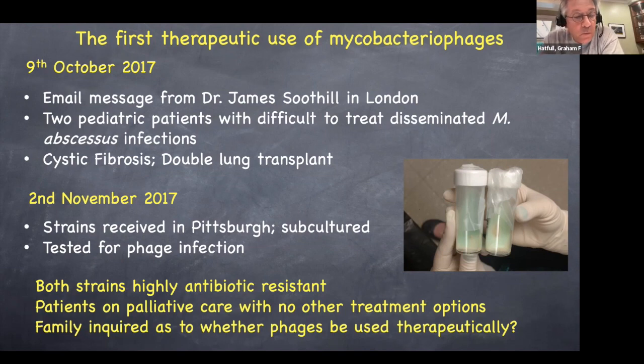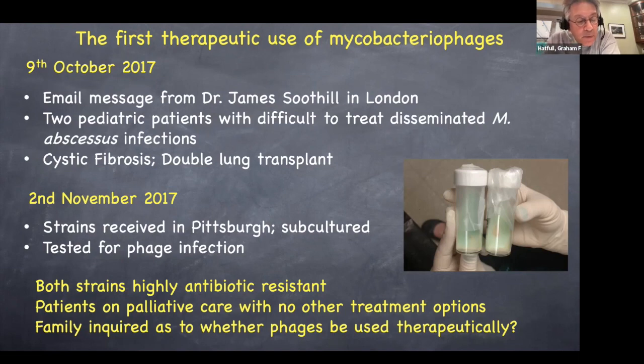And so one of the family members had inquired with James about the possibility of phage therapy that they'd read about online somewhere, and they sent us the strains with the hope that maybe we could screen them for phages. I thought the idea of using phages therapeutically was an unlikely option, but we were interested in questions such as host range and specificity, so we were happy to do this. Unfortunately, one of the patients died a couple of months or so after we received the strains, and we were unable to be of any help.